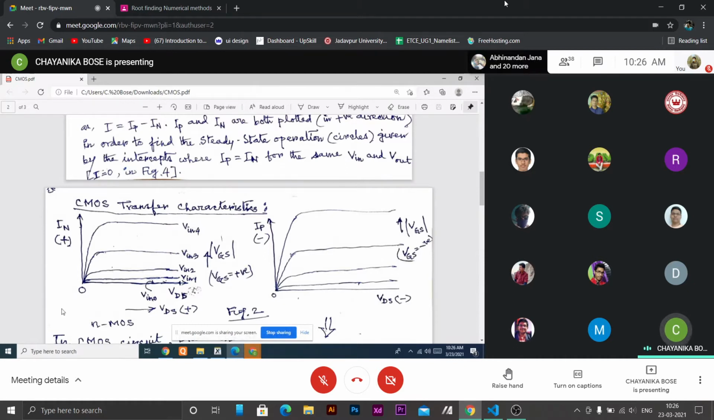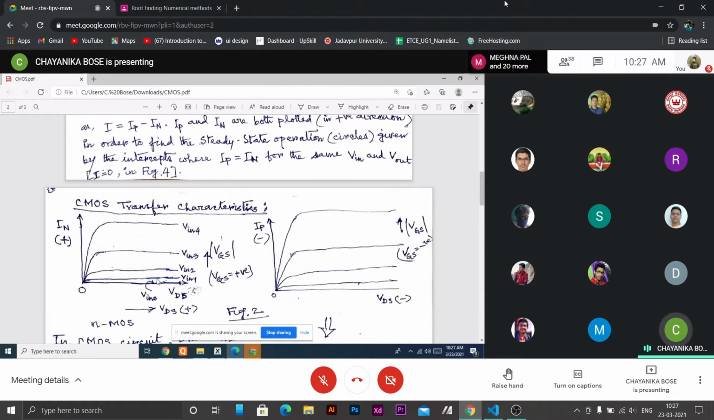So for NMOS, this is the drain characteristic, VDS. Here VDS is positive because drain is at higher potential with respect to source. And IN, current, is also positive as drain current enters the device through the drain terminal. So according to our convention, it is positive. So this is for zero gate voltage. Zero gate voltage, no current flows. Now the amplitude of gate voltage is increased, and it is obviously positive here.